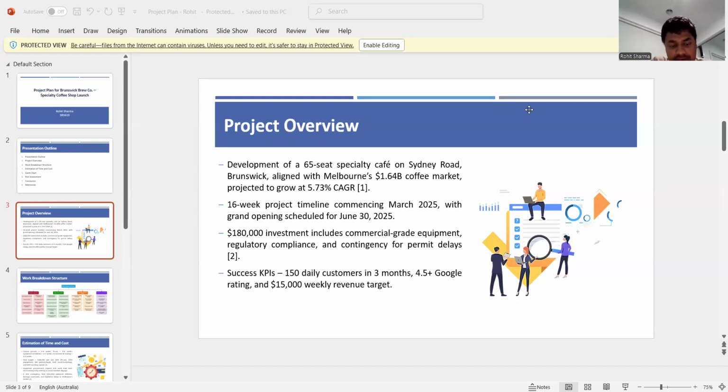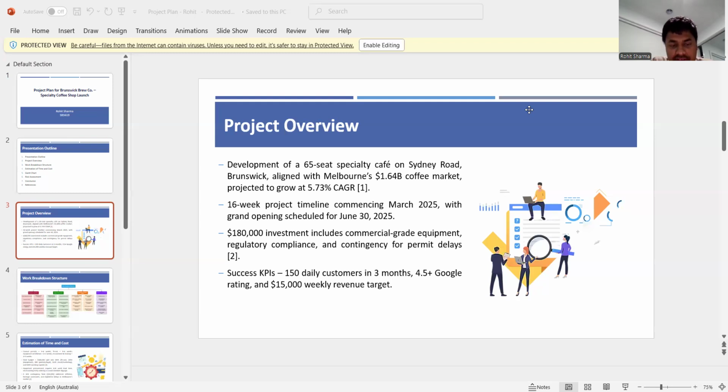As for the investment we need in this market, the total investment is $180,000, which includes commercial grade equipment like coffee machines and kitchen equipment, as well as regulatory compliance, permits, licenses, and safety regulations. There is also a contingency for permit delays and unexpected issues, since permit delays sometimes happen. So we need to keep that in mind as well.